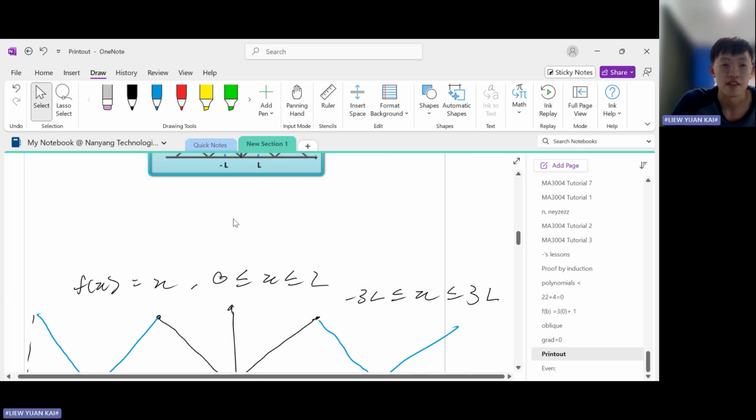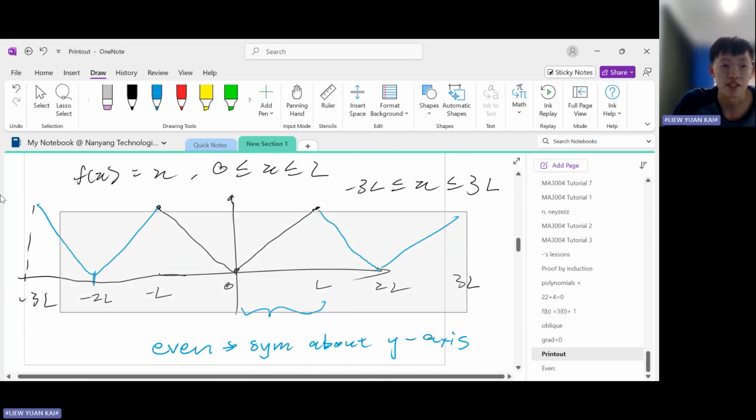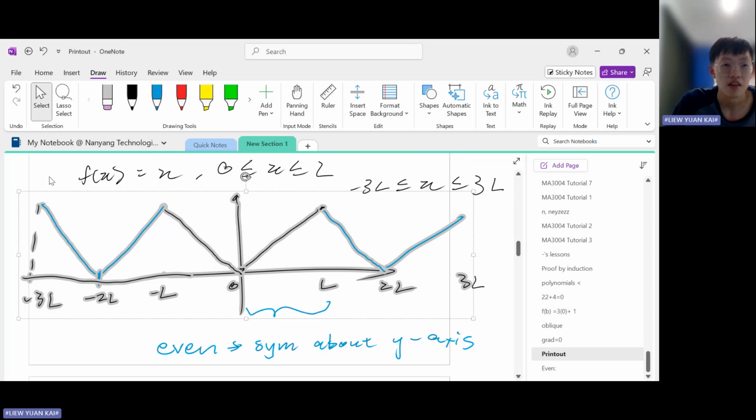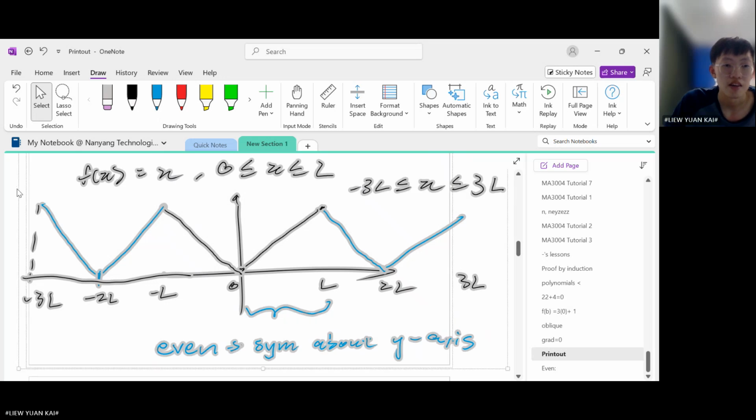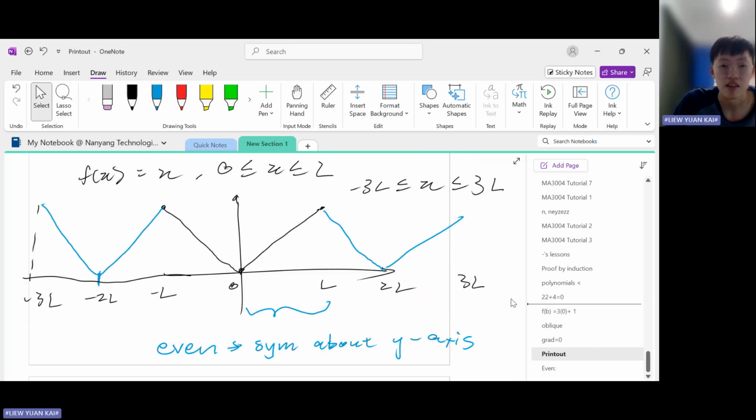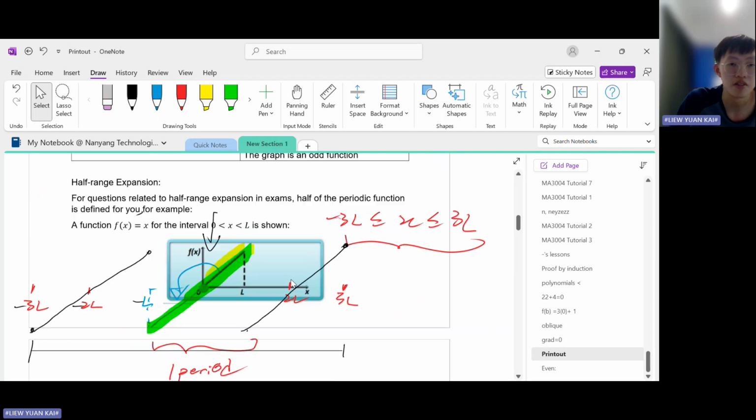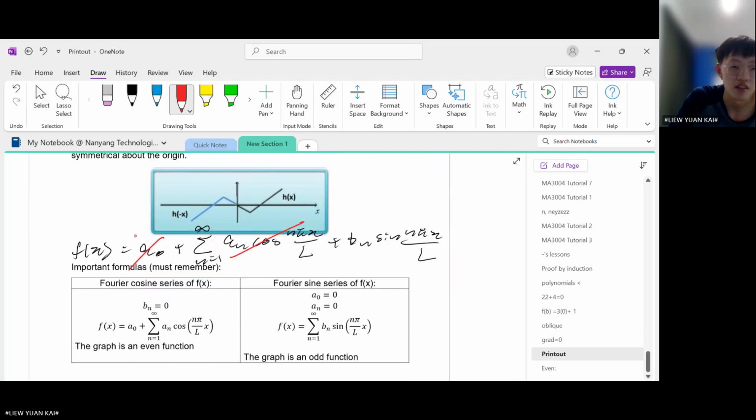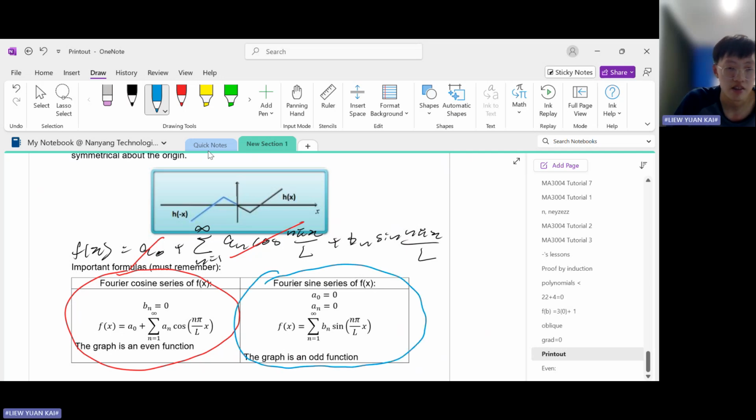So that's just sketching it. We also need to obtain the f of x for these half range expansions. To obtain the f of x for this half range expansion, you need to use this formula. If you want the half range cosine expansion, the half range even expansion, it will be this set of formulas. If you want the half range odd expansion, it will be this set of formulas. Simple as that.